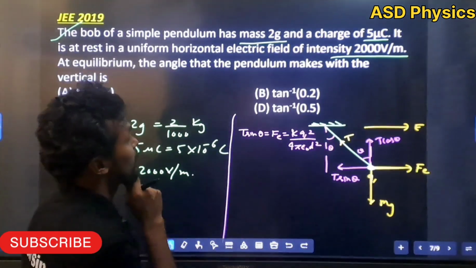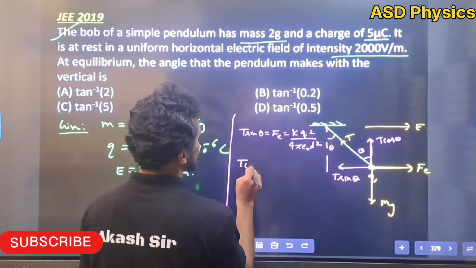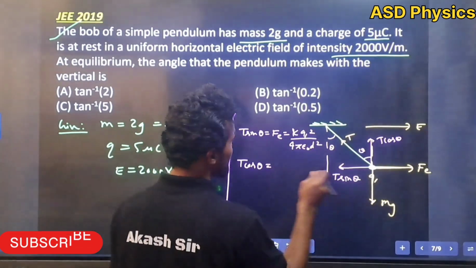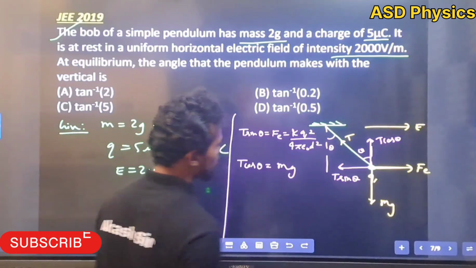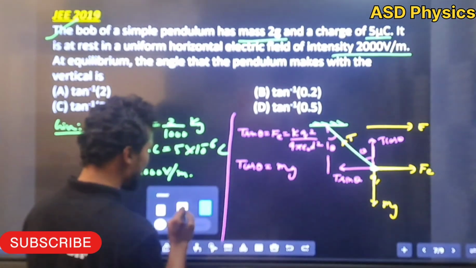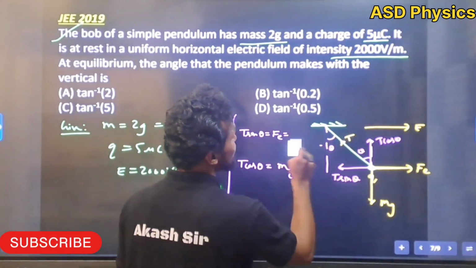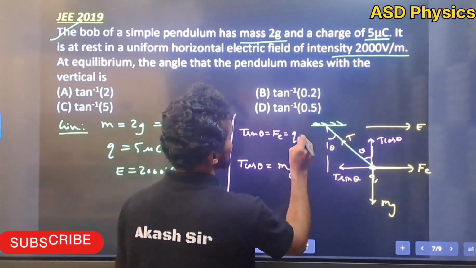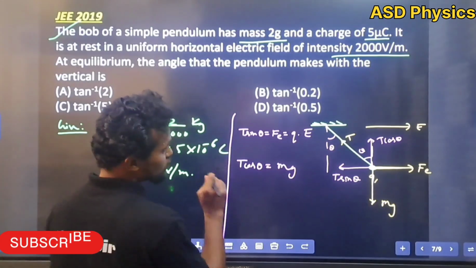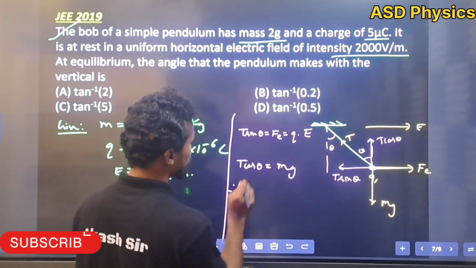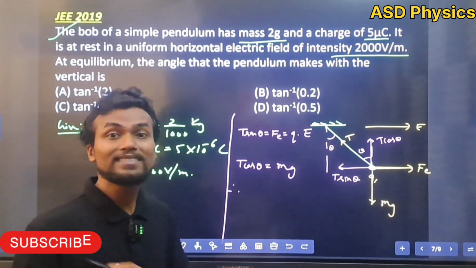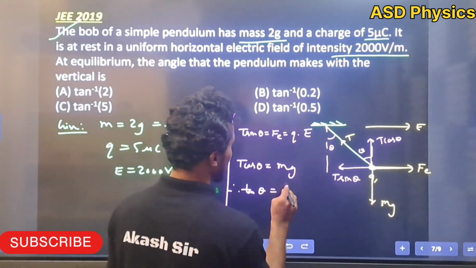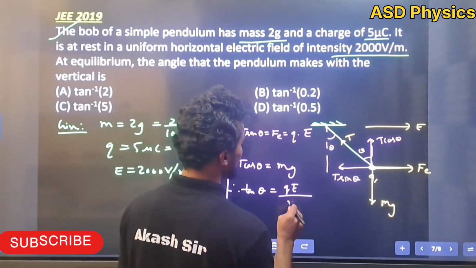Then T cos theta will be mg. One thing please remember: there is no need to write this formula here, because the electric field is given. So we will write the charge into electric field, that is better. Then we divide both equations, so sin theta by cos theta is tan theta. So tan theta equals QE by mg.